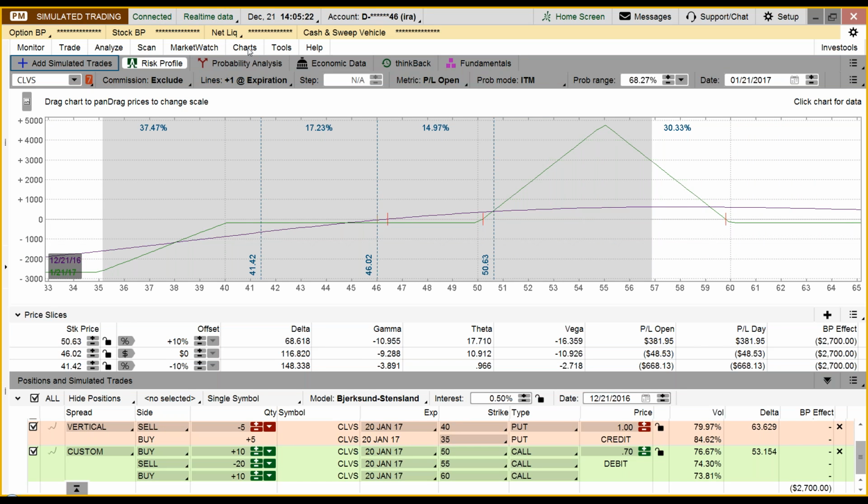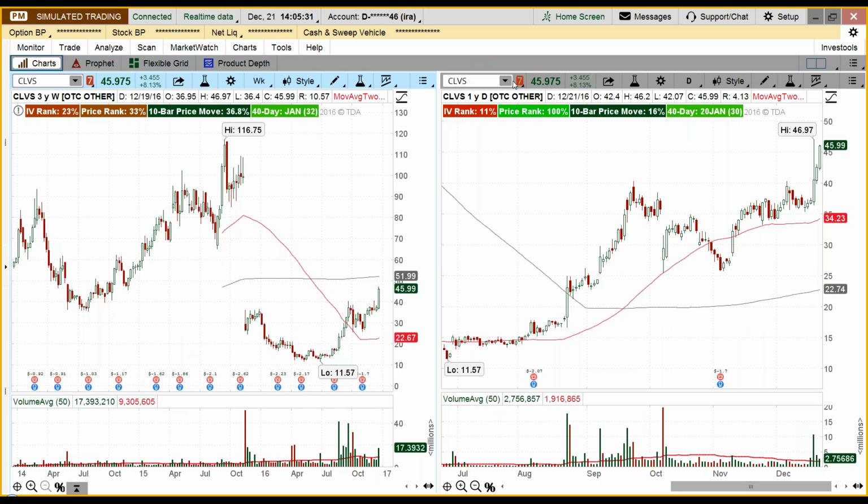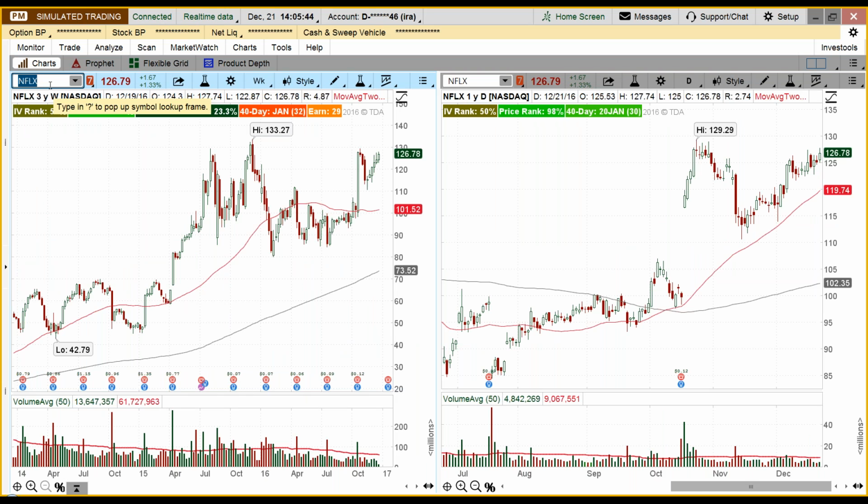And we can look at a chart or two if anyone wants to type in a stock symbol. And the first one looks like Netflix, and bullish, bearish, bullish. Yep.